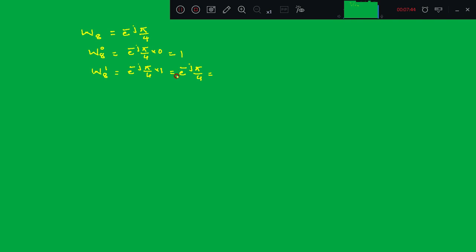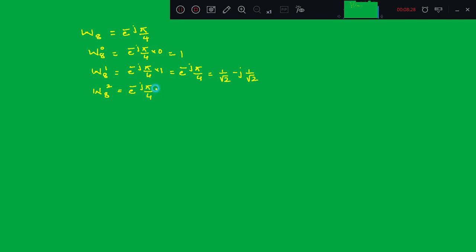So here magnitude is 1 and phase is minus pi by 4. If you convert into rectangular form, you will get the complex value. Cos pi by 4 is 1 by root 2, then minus j sin pi by 4, which is also 1 by root 2, or else you can write 1 by root 2 as 0.707 minus j 0.707.